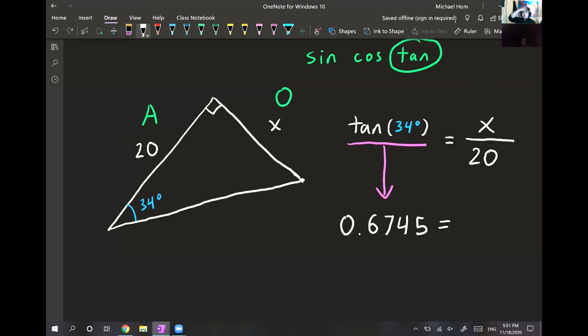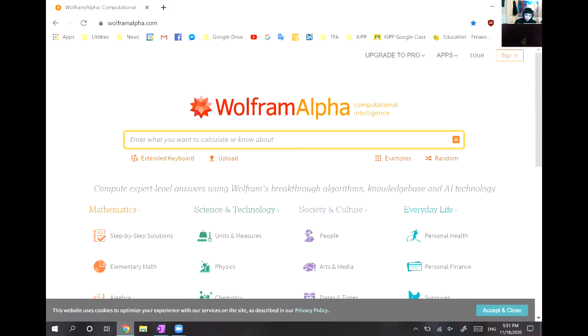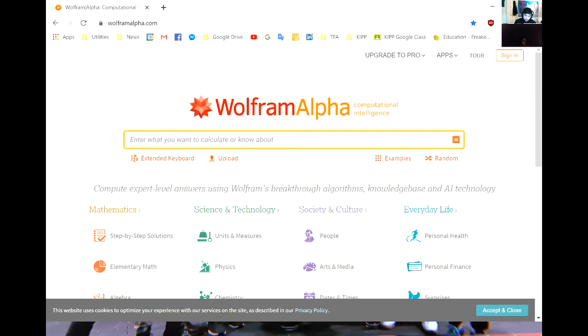If you have your phone, just any calculator app, doesn't have to be iPhone, could be Android, could be any kind of smartphone, you can easily solve for tangent 34 degrees. One other way is our neat little website that we introduced before, Wolfram Alpha. So in Wolfram Alpha, same thing.